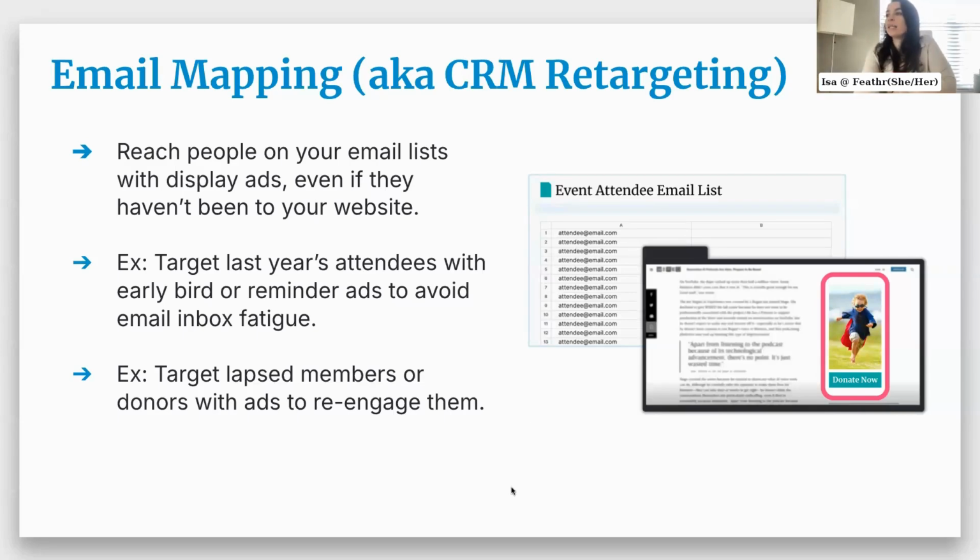So they'll see your ads, and even if they haven't been opening your emails or they haven't been to your site in a while, you can still reach them in this other way. It's a great way to re-engage lapsed members, lapsed donors, people who, for whatever reason, just aren't engaging with your emails. So yeah, could you talk a little bit about the lists that you target, the email lists that you target?